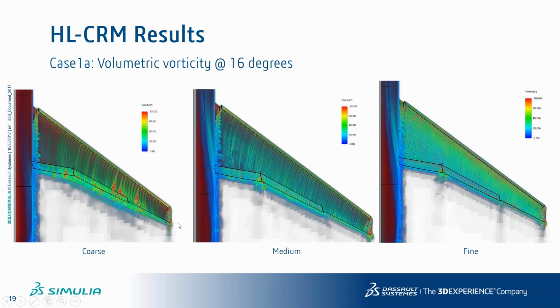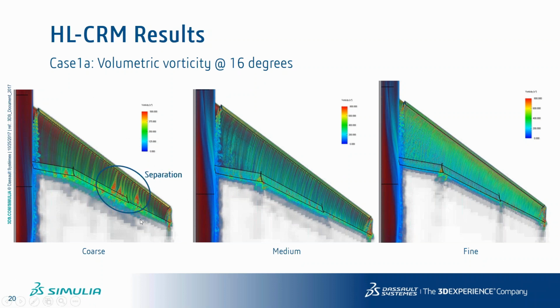And now you can see the coarse here, the medium here, and the fine here. This is a volumetric rendering of vorticity. So you can see the vortices in 3 dimensions on the wing. And you can see all of them present, like this strong vortex that goes from the slat beginning here. But the main difference is in this area here.